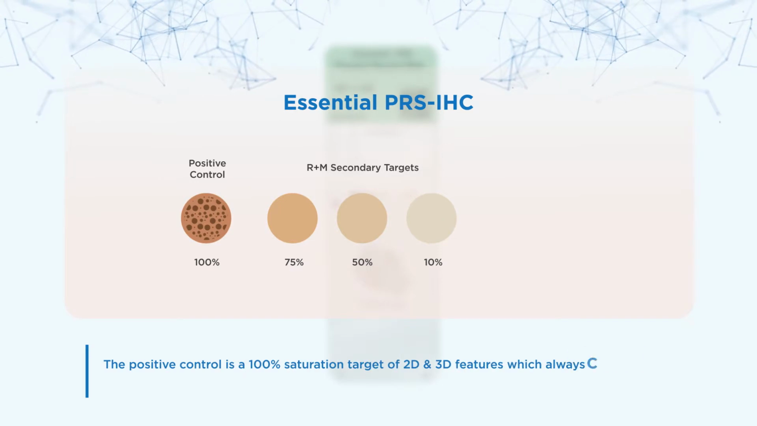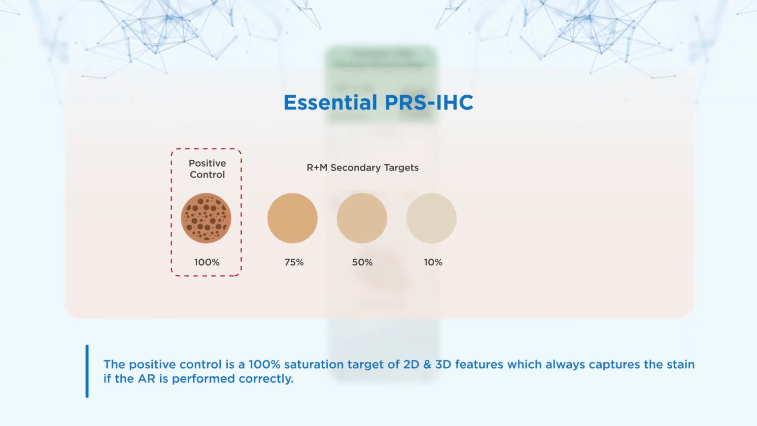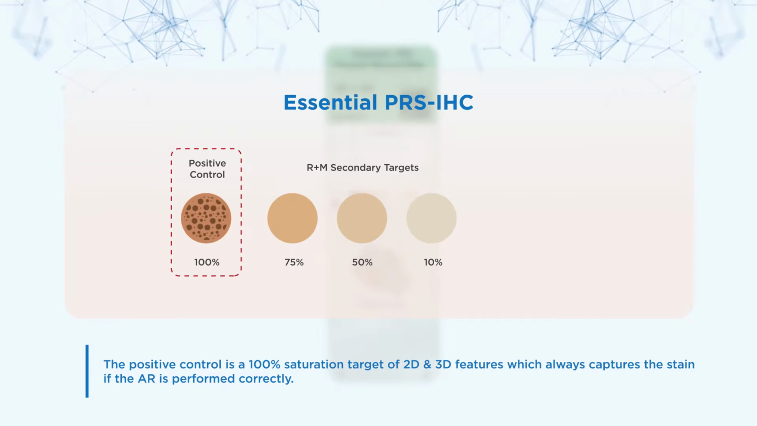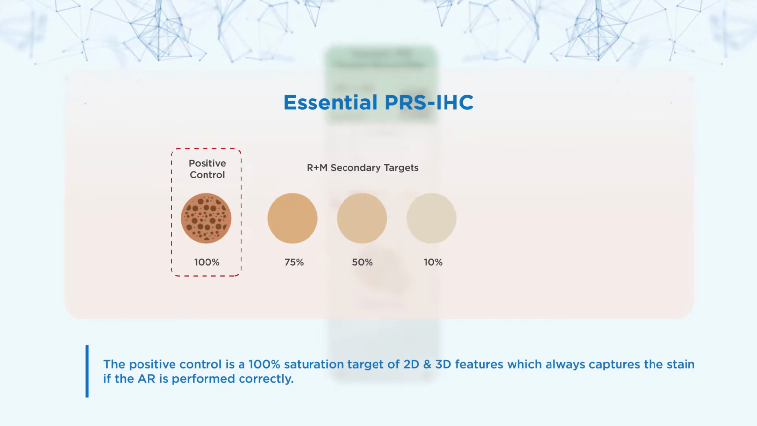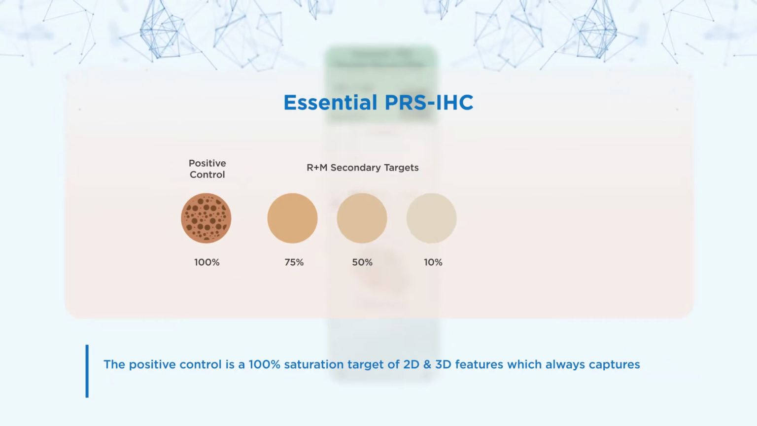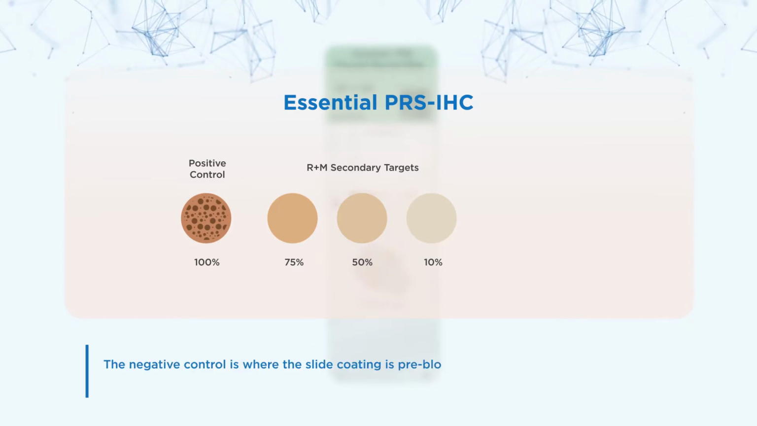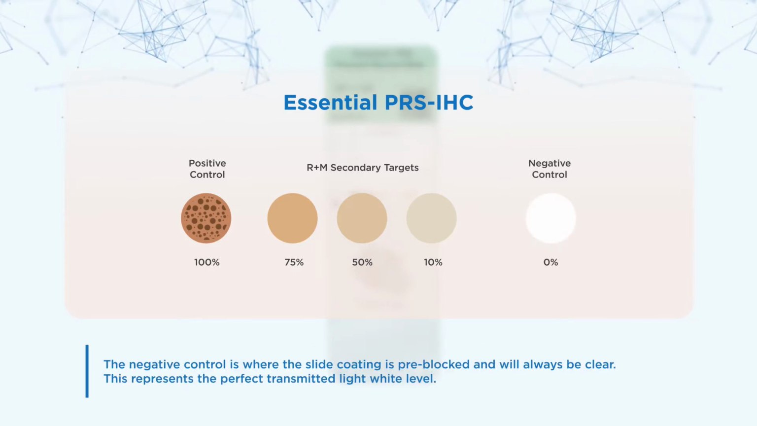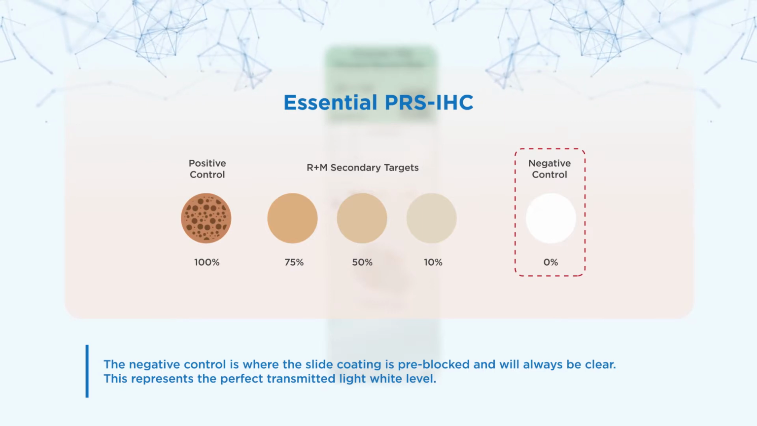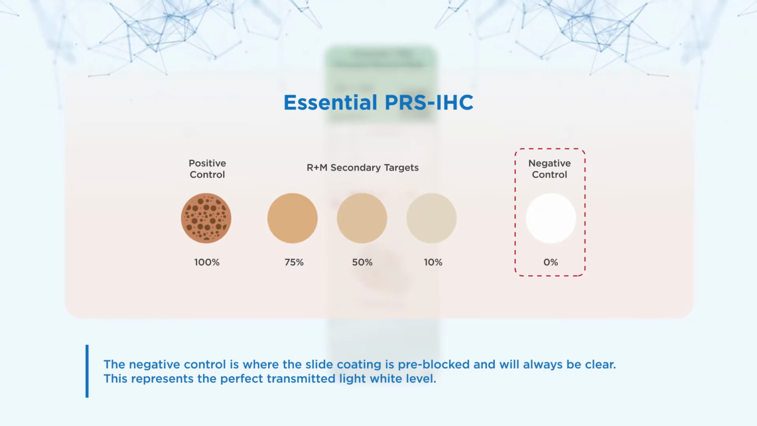The positive control is a 100% saturation target of 2D and 3D features, which always captures the stain if the AR is performed correctly. The negative control is where the slide coating is pre-blocked and will always be clear. This represents the perfect transmitted light white level.